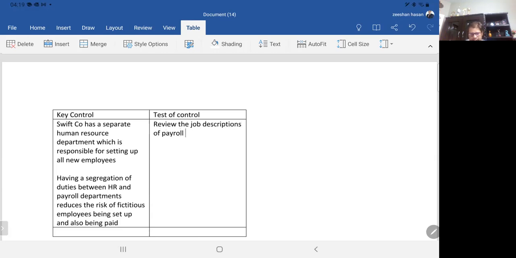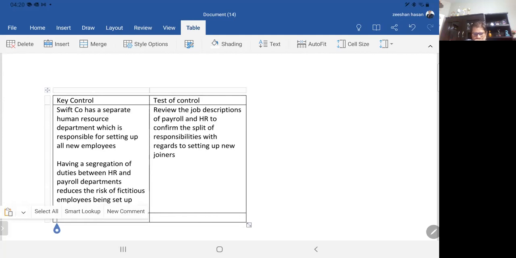of payroll and HR to confirm the split of responsibilities with regards to setting up new joiners. That's it. Now, next test of control or key control.